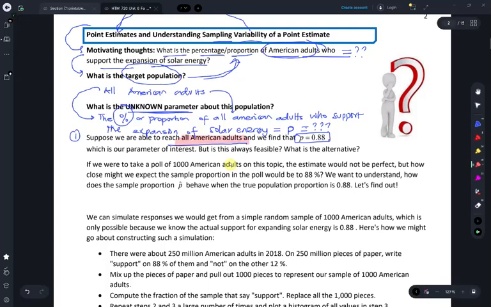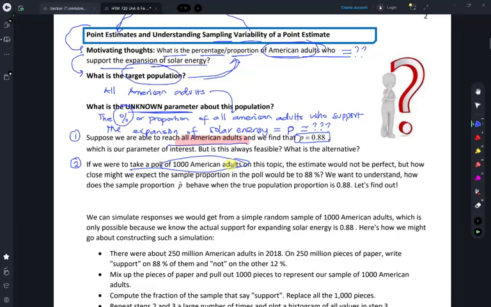Reaching all American adults can be a bit of a stretch. And so an alternative route that statisticians take is to conduct a survey or a poll where they will take a sample of a number of American adults and ask them this question: do you support the expansion of solar energy? And let's say that in that poll or that sample chosen from the population of all American adults, 1,000 individuals were taken and asked questions on this topic.